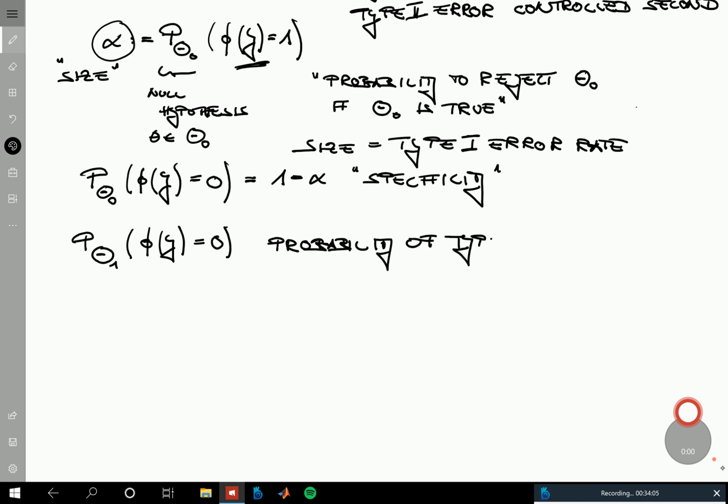Which doesn't have a name for some reason. But its complementary probability, namely the probability under P, under the alternative hypothesis that the test does the correct thing, that's called the power.